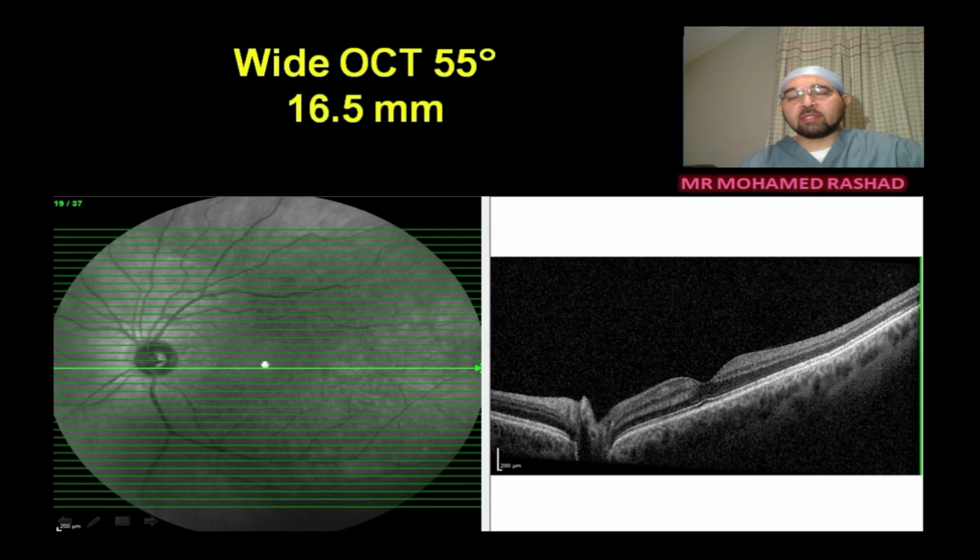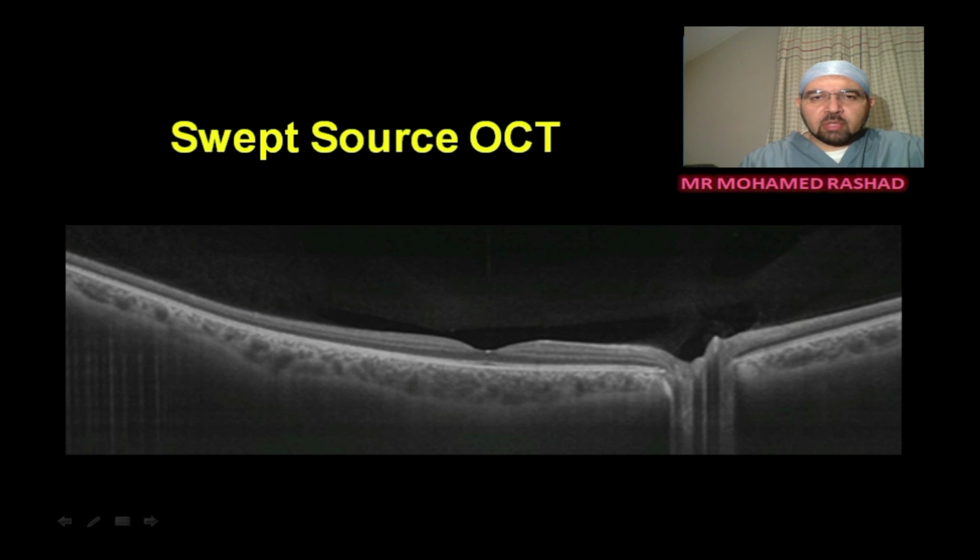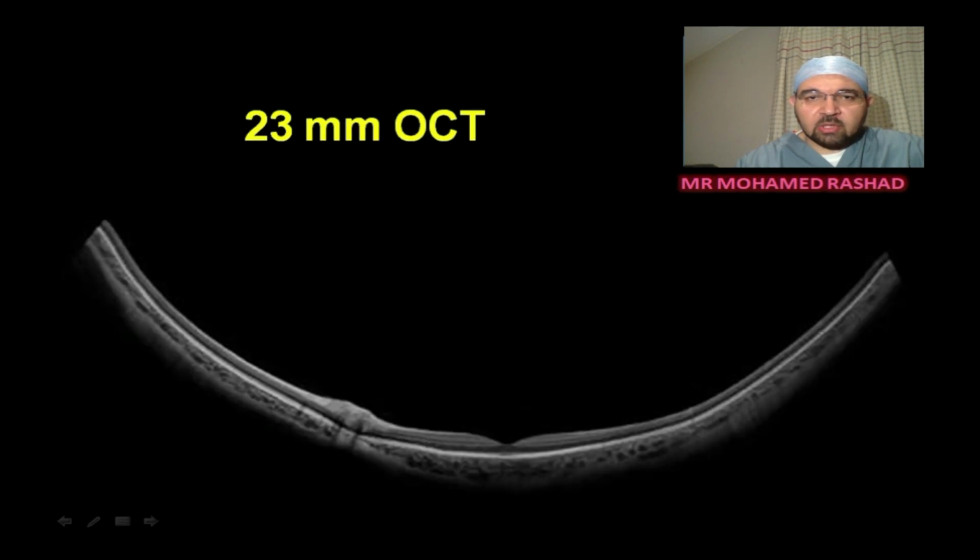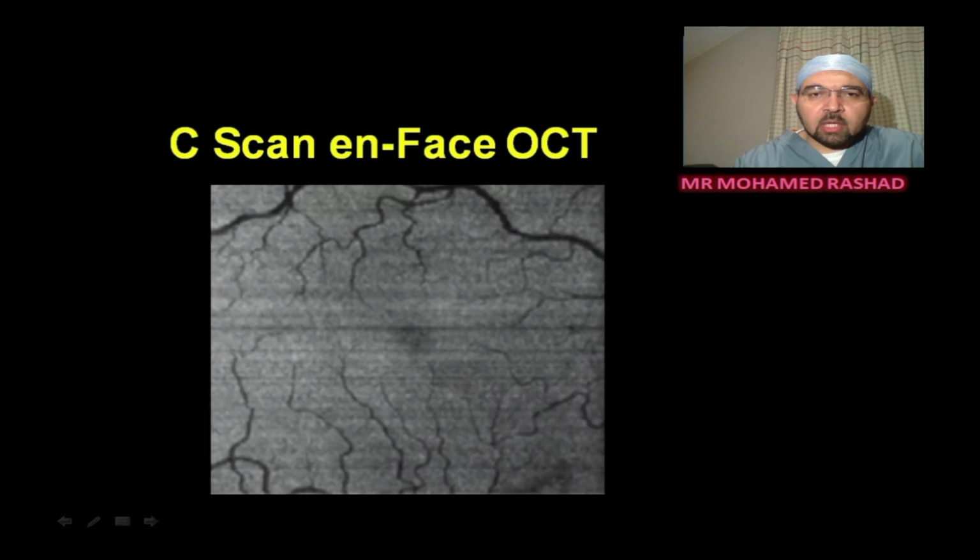Now we have the wide OCT scan, which is 16.5 millimeters and gives about 55 degrees of the retina. So this helps especially in cases of diabetic retinopathy. We have now the swept source OCT, but we're not discussing it in this video. And we have the ultra wide, which is the 23 millimeters OCT scan now.